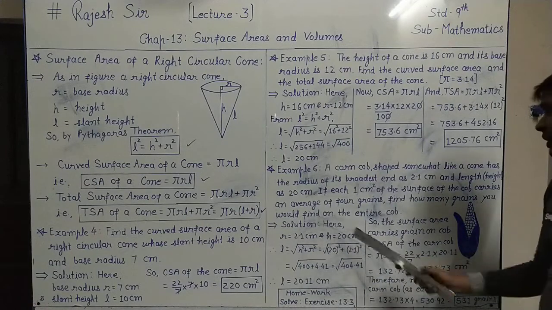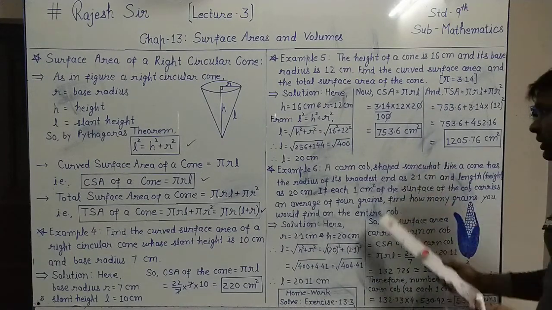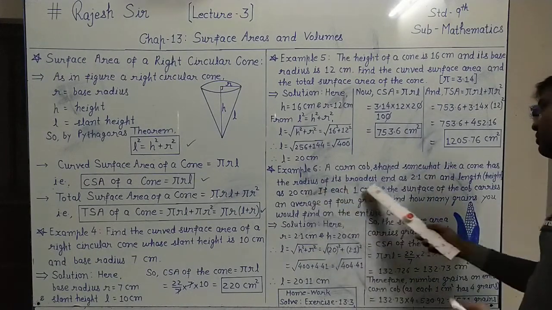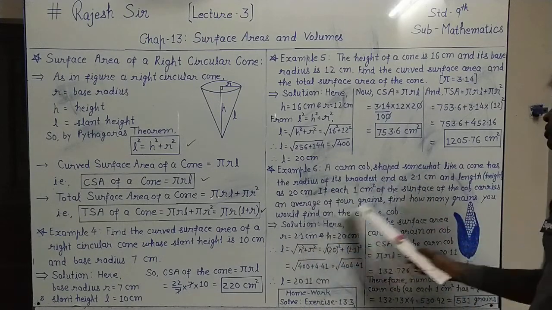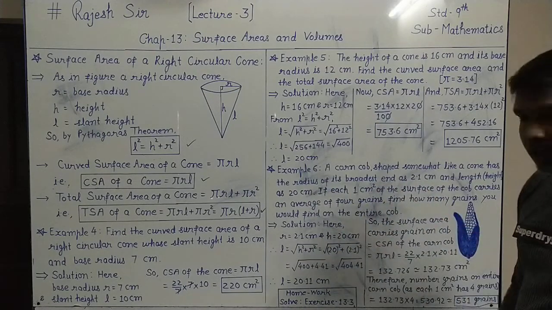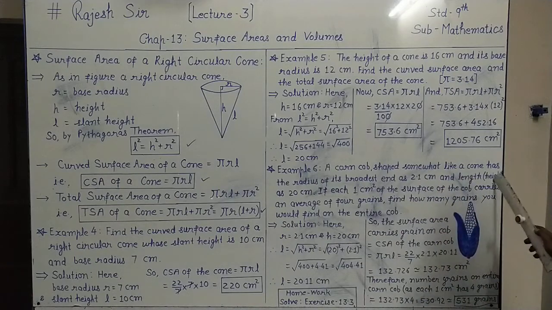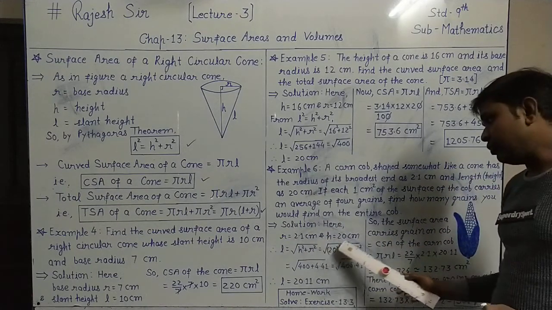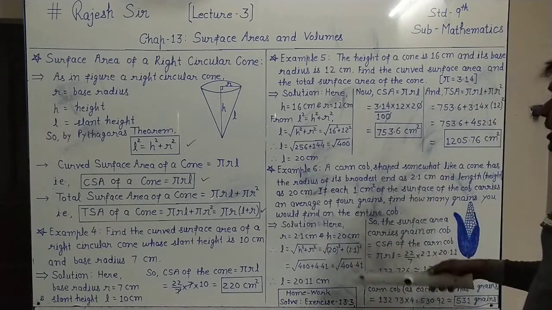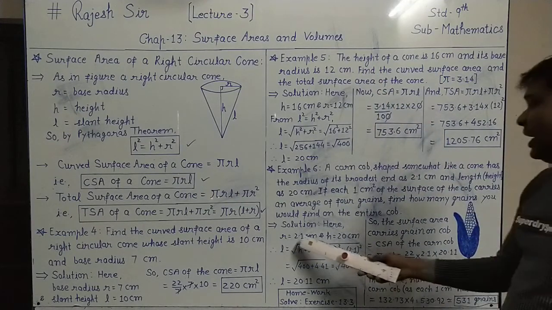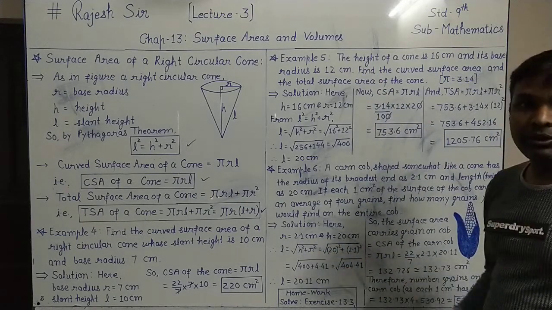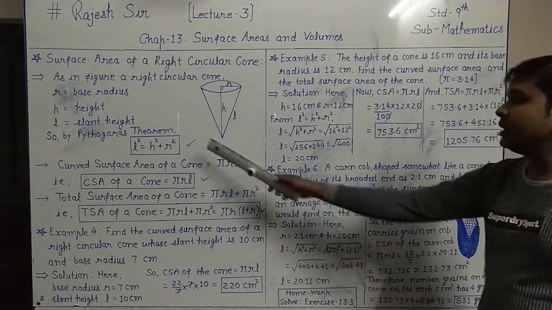So in the solution, again, first identify the given things. The given thing is the radius of the broadest end, that is r equals 2.1 centimeter, and its length, that is the height, is h equals 20 centimeters. So as in question number 5, r and h are given, l is not given. We can find l by this relation.